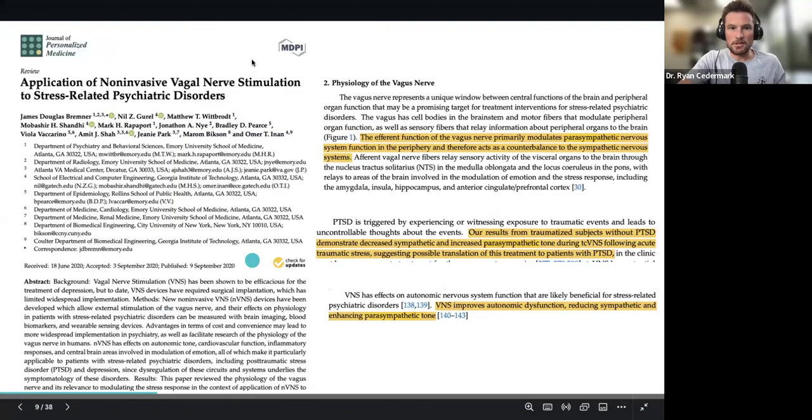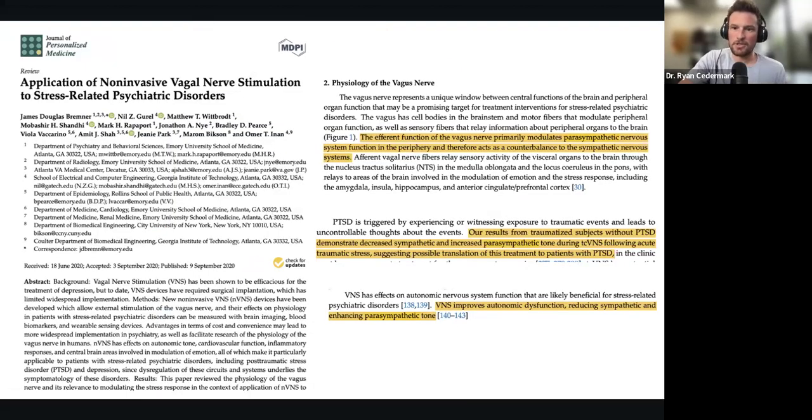I just want to read these to you because I try to include research here to show people what the research is showing. So the efferent function, which means from the brain or central nervous system to the body, of the vagus nerve primarily modulates parasympathetic nervous system function in the peripheral system, which means the body. So it acts as a counterbalance to the sympathetic nervous system. That's huge, right? If we can shift a brain that's been injured into more of a parasympathetic state, then we set the stage for neuroplasticity to occur. That's the main reason to do vagus nerve stimulation.